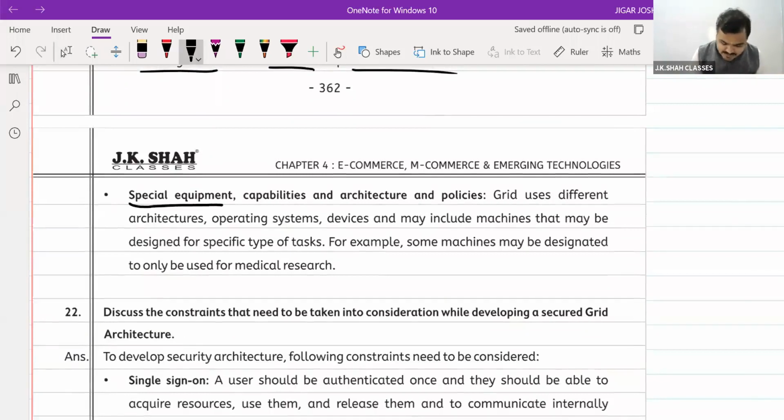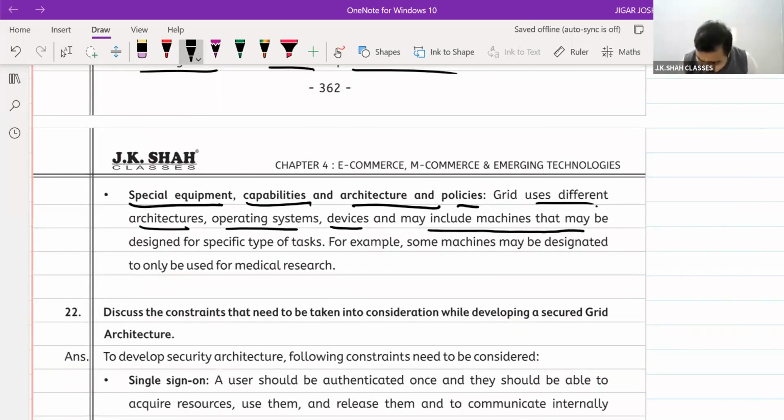And as I said, some people will give special equipment, capabilities, architectures, and policies. Grid uses different architectures. Architectures means what? Local area connectivity, LAN and others. Operating system devices may include machines designed for a specific type of task. If my computer is designed for hacking and other tools, then obviously they can use other software also. Some machines may be designated to only be used for medical research. Concept clear, people? Yes, sir.